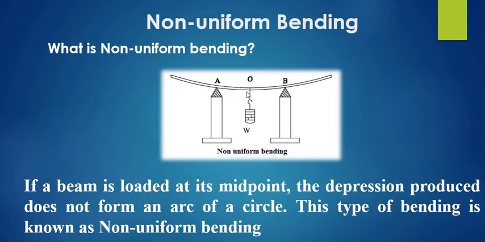Because the bending of the beam does not form an arc of a circle, and the radius of curvature of the filament is not the same in the beam. Now we can easily define non-uniform bending. That is, if a beam is loaded at its midpoint, the depression produced does not form an arc of a circle. This type of bending is known as non-uniform bending. Okay.